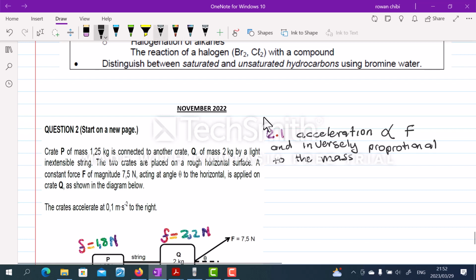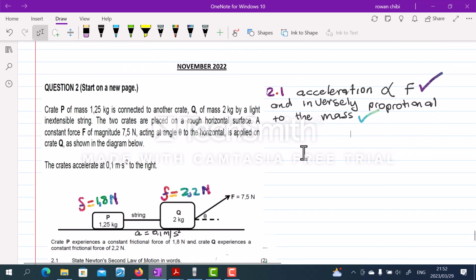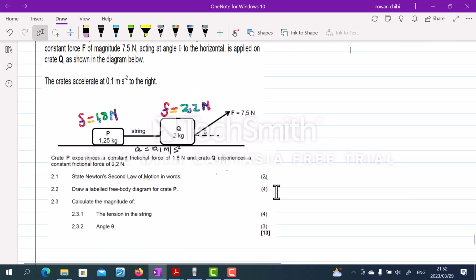So your first mark here, the acceleration is directly proportional to the force, that's 1 mark, and inversely proportional to the mass, that's 1 mark. So that's how they give you those 2 marks. They will give you by stating acceleration is directly proportional to the force, inversely proportional to the mass. 2.2, draw a labeled free body diagram for crate P.